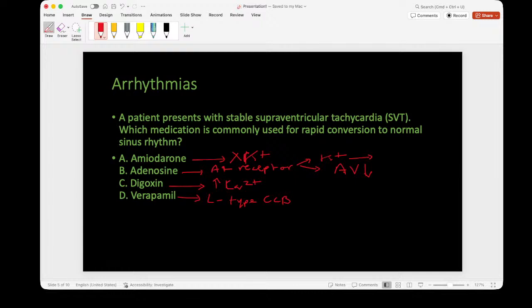So essentially, adenosine would be the most appropriate choice here, because of what it's going to do in terms of the tachycardia part and resetting that system here.